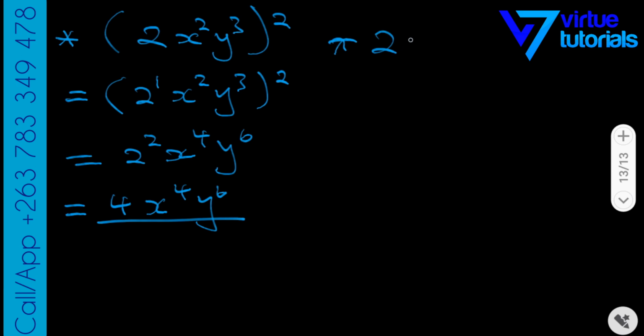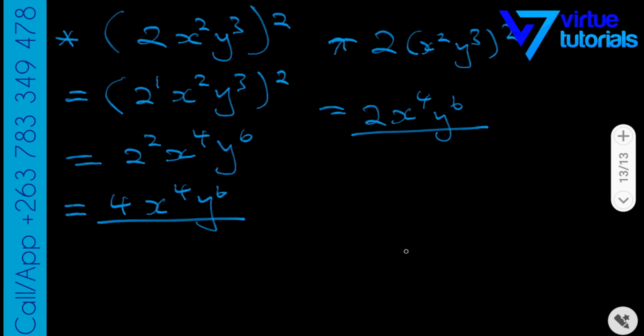In some cases, you can have something outside the bracket. So you can have 2, then x squared and y cubed are in brackets. So this power 2 no longer affects 2 because 2 is not inside the brackets. Okay? So 2 remains 2, but these are affected. So 2 times 2, x to the power 4. 3 times 2, y to the power 6. So that's what it looks like there.